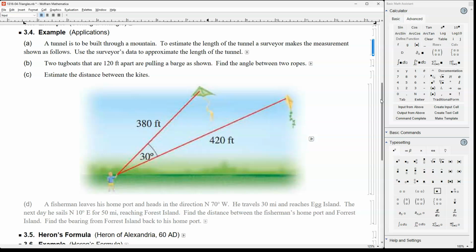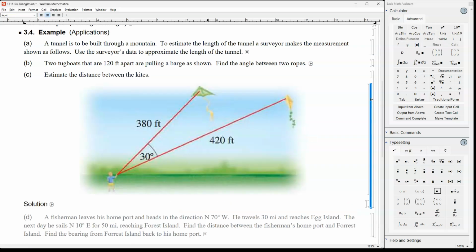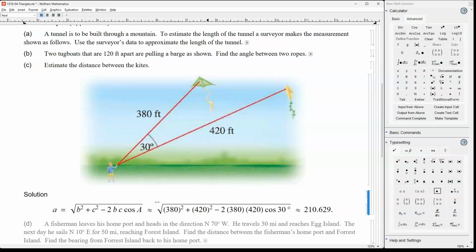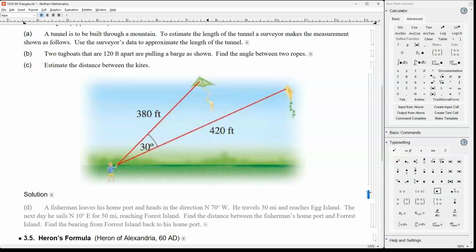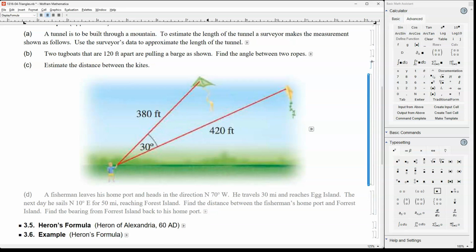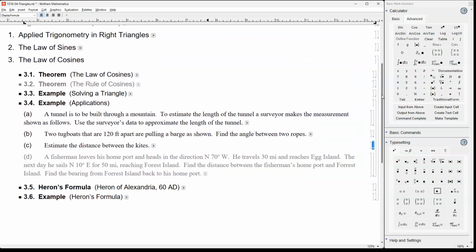So let's go ahead and do this. Stop the playback and try. SAS, just put it into your law of cosines, and then make sure you take the square root in the end. Did you get it? Okay, here we go. Law of cosines, take the square root, in the end we get 210 point something feet. That's the distance between these two kites, according to this picture. Whether it makes sense or not, well, it doesn't make any sense, but theoretically we can consider that kind of problem.